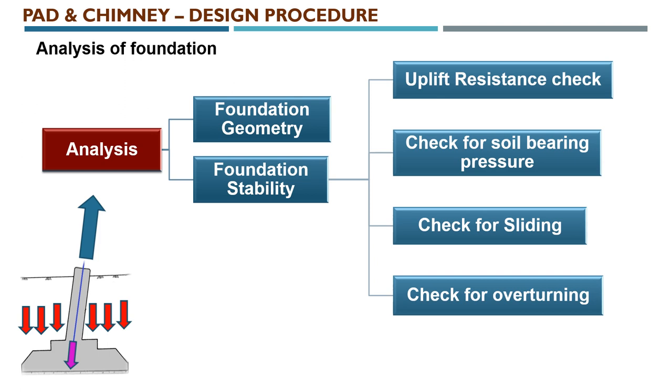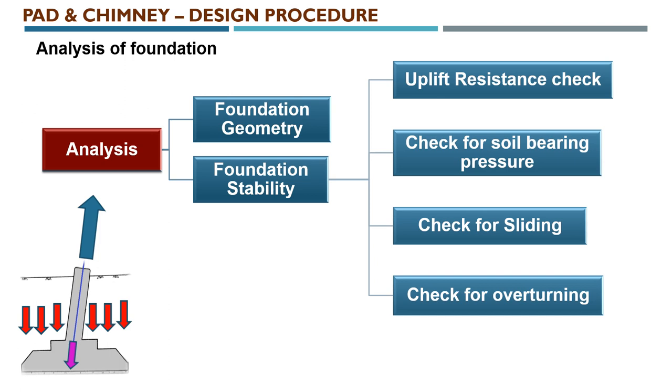So the summation of the red arrow downward, which is the subsoil weight, and the magenta or pink arrow downward, which is the weight of the concrete foundation, should be greater than the uplift force, which is the blue arrow. Then this foundation can be considered stable against uplift.